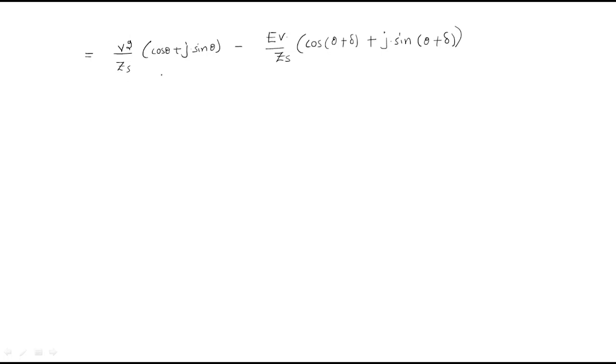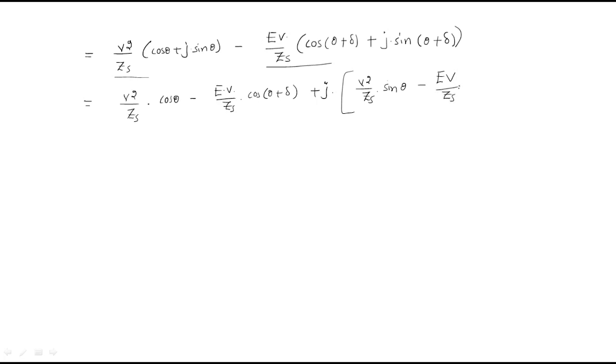Now we will divide into active parts and reactive parts. This is the active part and this is the active part, the remaining is the imaginary part. So the active part I will write like this: V square by Zs cos theta minus EV by Zs cos of theta plus delta, plus, if you take j common, V square by Zs sin theta minus EV by Zs sin of theta plus delta, because the minus is there. So from this we will write the active power P and reactive power Q.